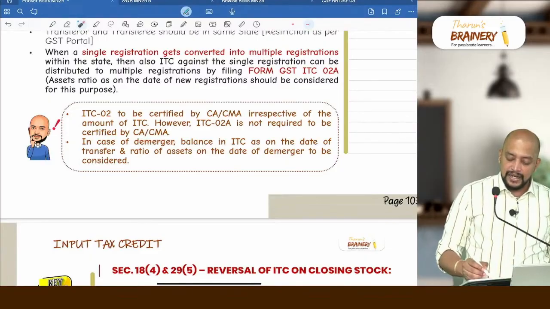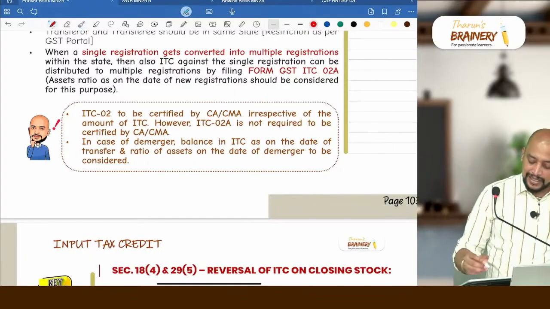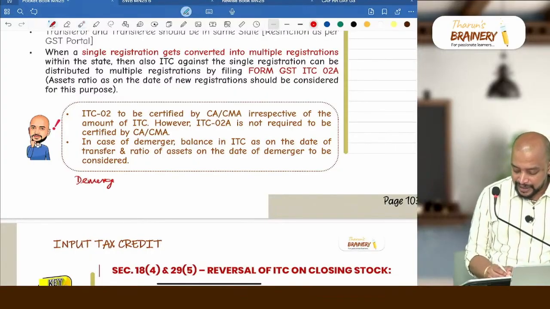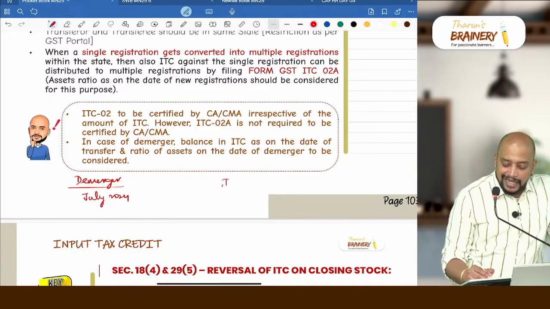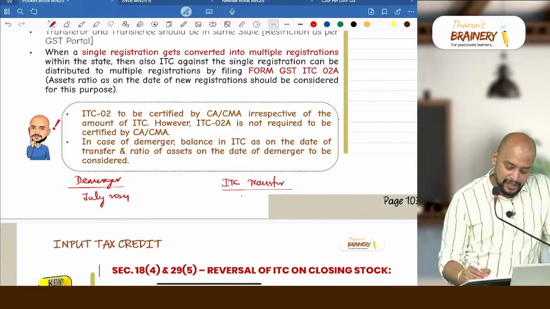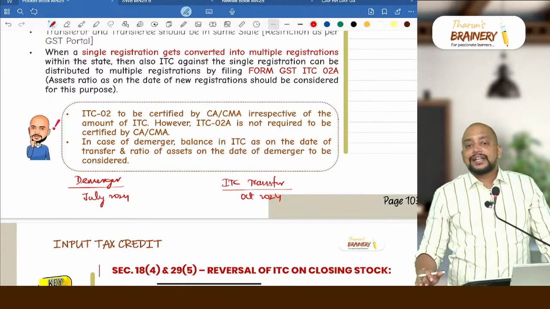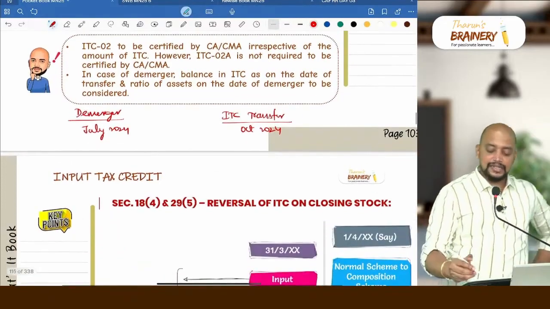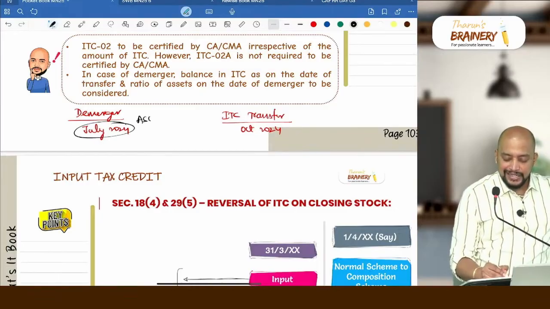And in case of demerger, the balance in ITC as on the date of transfer, very very important. For example, demerger has taken place in July 2024, and the ITC transfer, they are doing it somewhere in October 2024. Now, we need to take the assets as on which date? We need to see the assets ratio as on which date? July 2024, you see the assets ratio. You see the assets ratio as on July 2024.